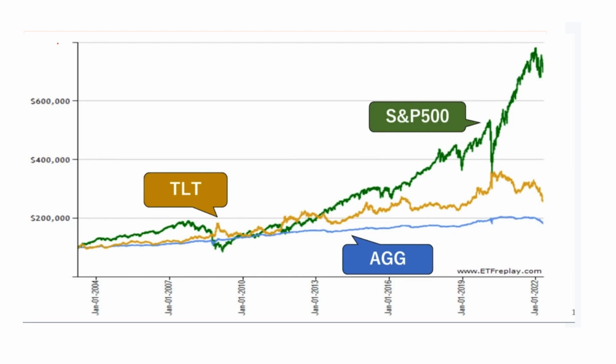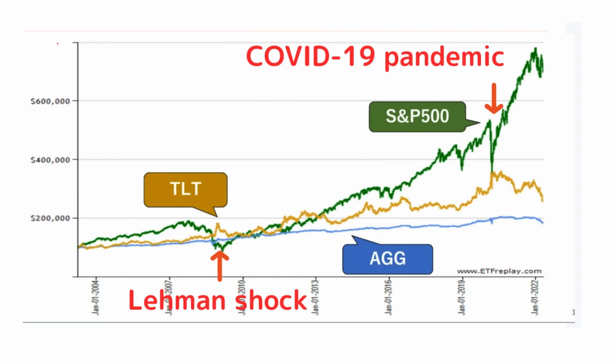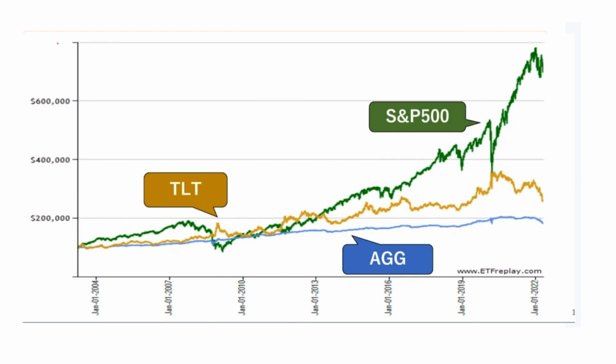The following chart compares the S&P 500 with TLT and AGG. In this chart, TLT is represented by a yellow line, while the S&P 500 is depicted with a green line. The S&P 500 has seen significant growth recently, but it experienced major declines during the 2008 Lehman shock and the 2020 COVID-19 pandemic. On the other hand, TLT, which focuses on long-term U.S. Treasury bonds, tends to move inversely to the S&P 500.